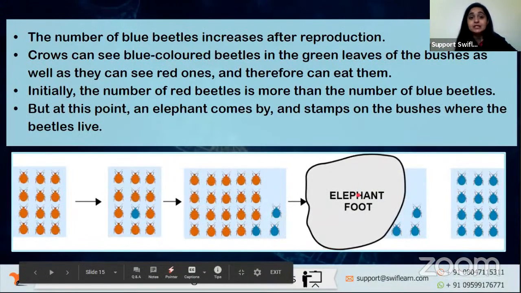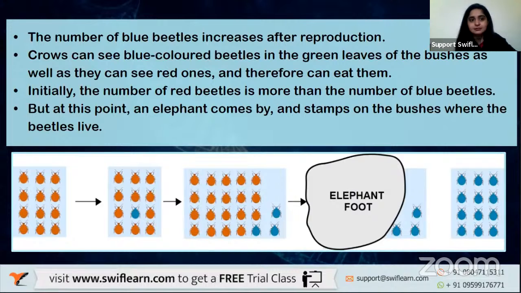Okay, the number of blue beetles increased after reproduction, right? Of course, there was one, then from one they went to two, three, four. Now, crows can see the blue colored beetle in the green leaves on the bushes as well as they can see the red ones, and therefore can eat them too. Initially, the number of red beetles is more than the number of blues, right? But at this point, an elephant came by and stamped onto the bush where the beetles lived. By anyhow, the elephant just put his foot onto the red side where there were all red beetles.